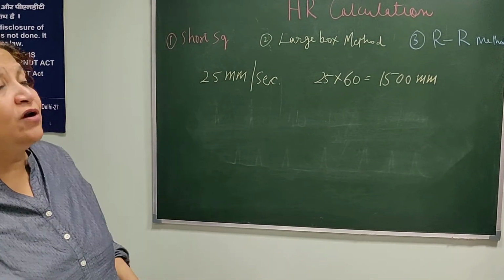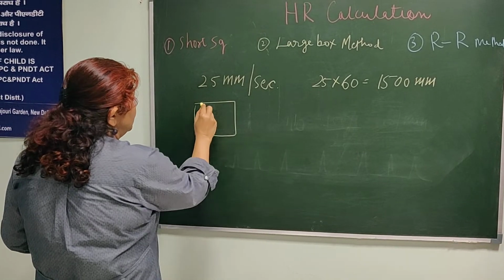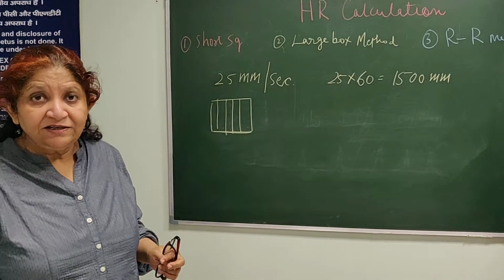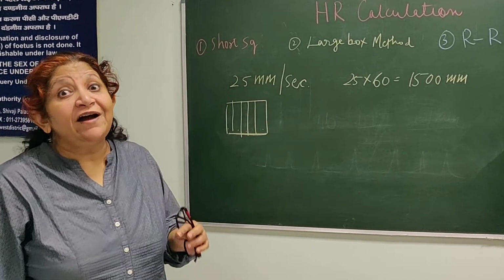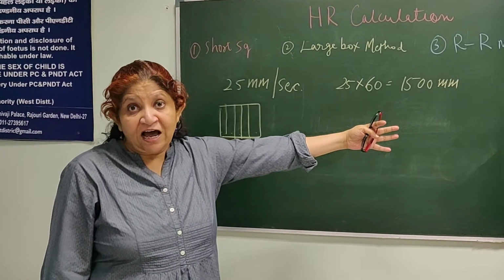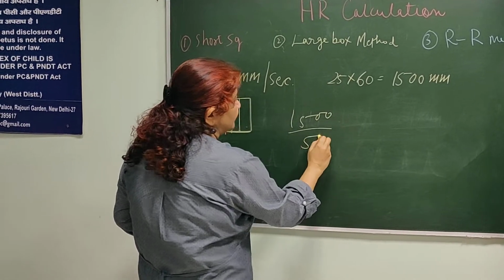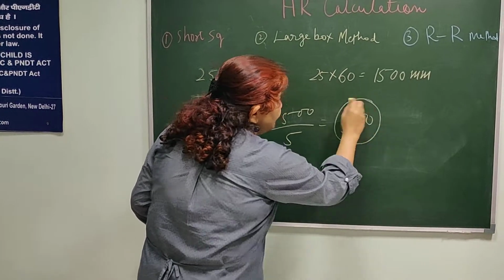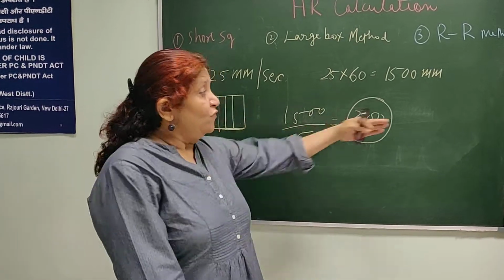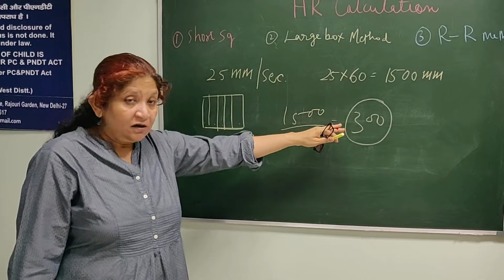Now we come to the large square method or large box method. Now we know that one large box is equal to 1, 2, 3, 4, 5 small boxes, right? So one large box is equal to 5 small boxes. So that means in 1 minute 1500 small boxes are crossing. So how many large boxes will move? 1500 divided by 5. So that will be 300. So when the paper speed is 25 millimeter per second, there will be 300 large boxes moving on the paper in 1 minute. Clear? So this is the beginning of the large box method.